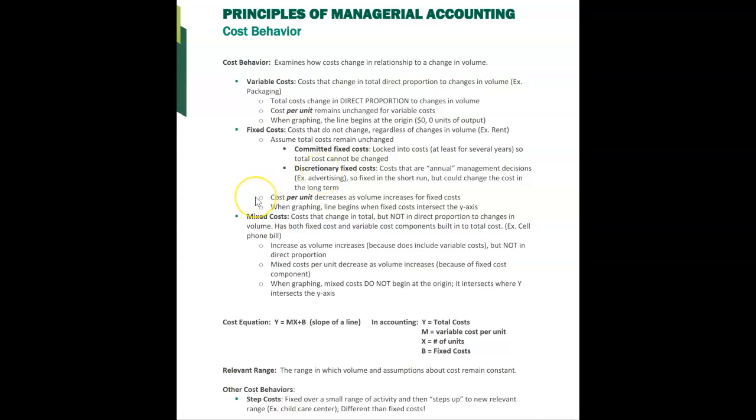Now, the cost per unit for fixed costs is going to increase as volume increases. I said it backwards. Cost per unit will decrease, okay? So as your denominator increases, that cost per unit is going to decrease. And when graphing, the line begins on the intercept on the y-axis. Okay, not at 0. It'll begin where those total fixed costs are.